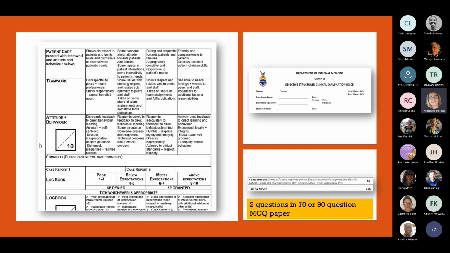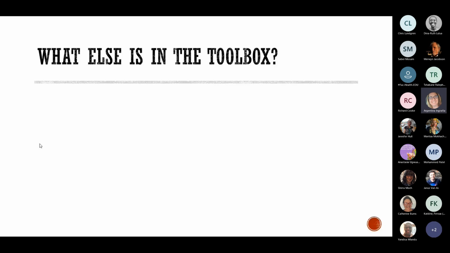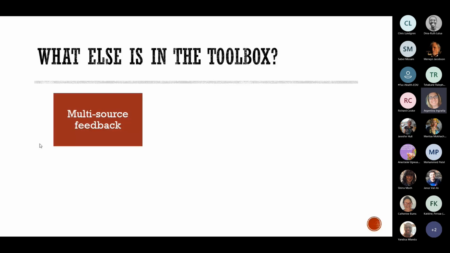And we're telling them that with our MCQ papers, we're giving them 2 questions that cover ethics and professional behavior. And if they don't answer those questions out of a 70 or 90 MCQ paper, does it really matter? So my space really needs to work on this. So let's look at what strategies there might be in the toolbox that I hadn't considered for our space.